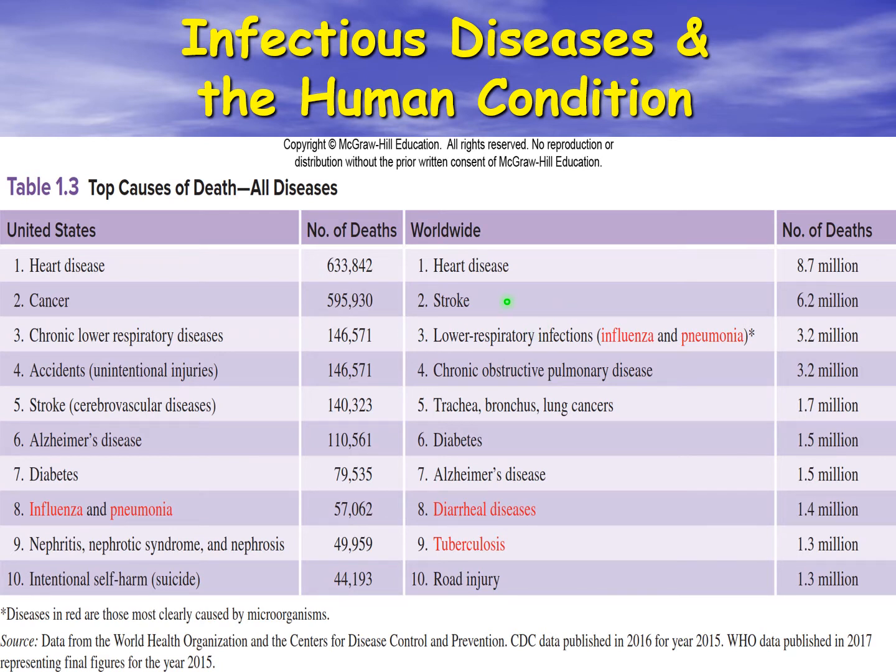But what I want you to notice about this is those things in red: influenza, pneumonia, diarrheal diseases, tuberculosis. All of these are actually caused by pathogens. And so, again, we get so focused sometimes on the few microbes that cause disease because here they are on the top 10 causes of death.